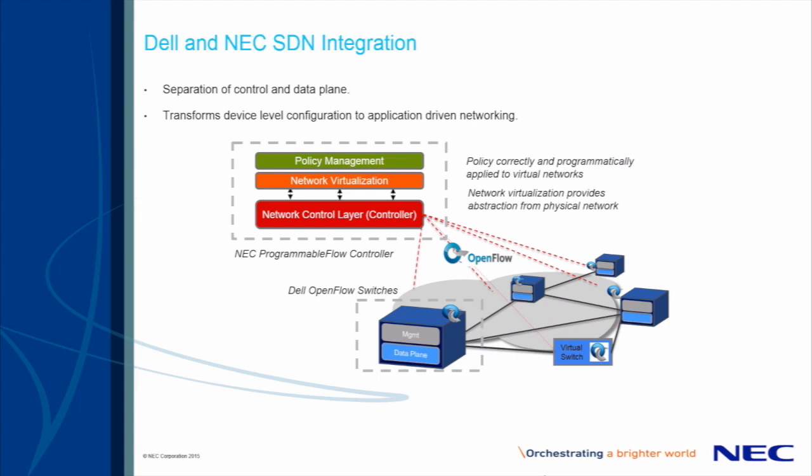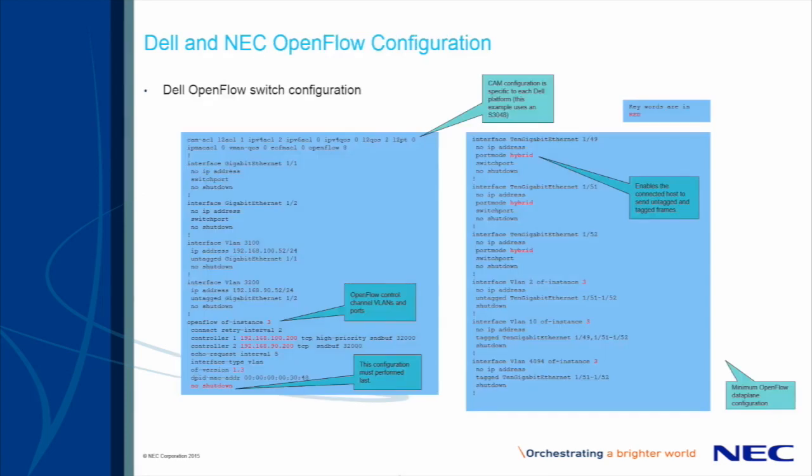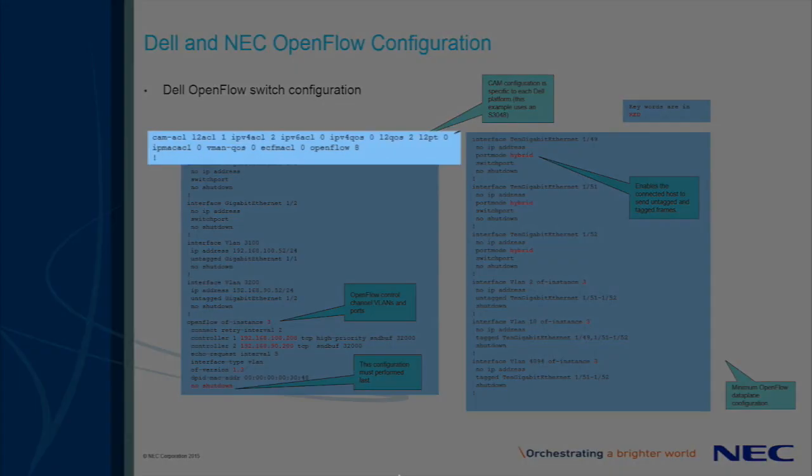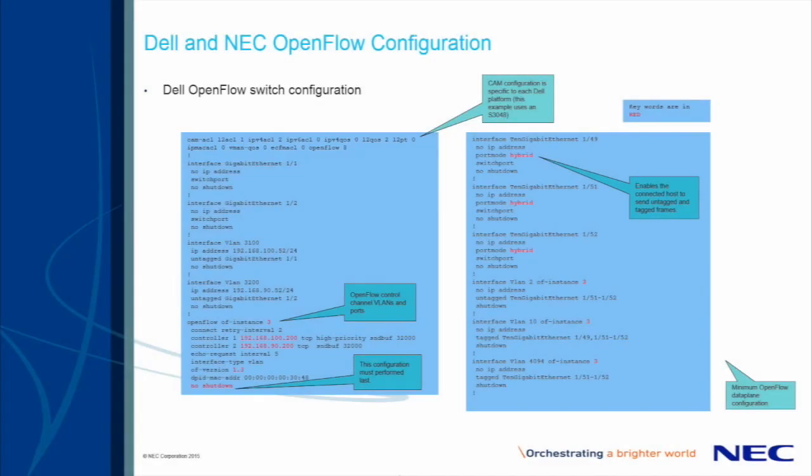Next, we shall illustrate the configurations necessary to integrate Dell switches with the NEC ProgrammableFlow controller to support OpenFlow in this fashion. Here we illustrate the OpenFlow configuration for a Dell S3048 OpenFlow capable switch. Starting with the left side of the screen, we're illustrating the OpenFlow control channel configuration. At the top of the slide, note that Dell OpenFlow switches have configurable CAM table options which can be adjusted per the specific use case. The CAM table configuration may vary by platform.